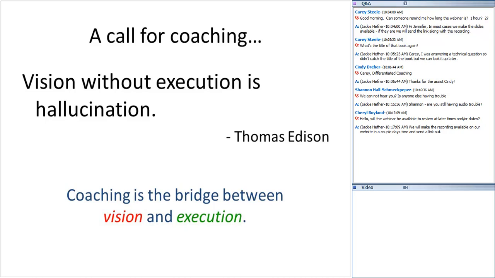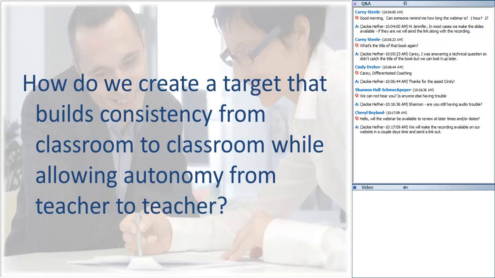I think we've decided we're going to solve everything via book study, and we're going to train people to death. And training, that is one cornerstone. That's not going to be what puts things into practice. So we really believe that coaching, both evaluative and non-evaluative, is the bridge between vision and execution. So in order to build this bridge, we're going to roll into our next segment, and that is, if we're going to get people to change, if we're going to put these cornerstones in place, then how do we create a target that builds consistency from classroom to classroom while allowing autonomy from teacher to teacher?